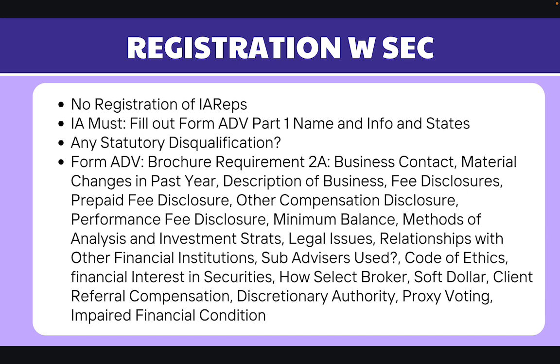disclosures, prepaid fee disclosure, other compensation disclosure, performance fee disclosure, minimum balance, methods of analysis and investment strategies, legal issues, relationships with other financial institutions, sub-advisors used, code of ethics, financial interest in securities. How do you select the broker? Soft dollar, client referral compensation, discretionary authority, proxy voting, impaired financial condition.